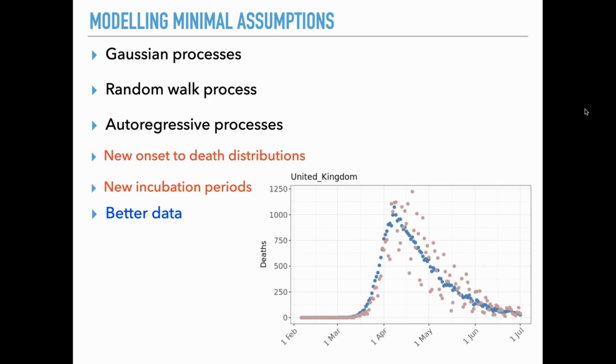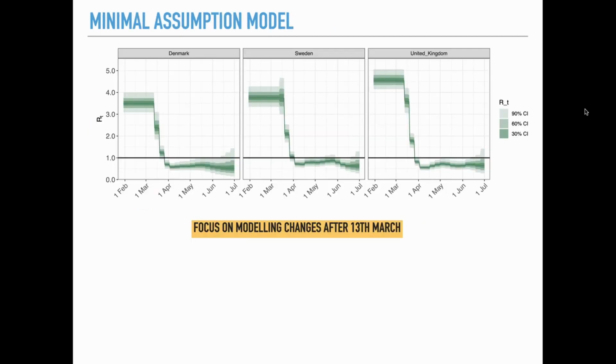But also, let's use better data to understand the first wave. When we did the first wave, look at that plot there. We used those pink-brown points, which were the UK death data as date reported. The actual data by date of death is the blue data. So better data gives you better models moving forward. We got better models, did better distributions, and used random walk processes. Using this minimal assumption model, we get these results when fitting.